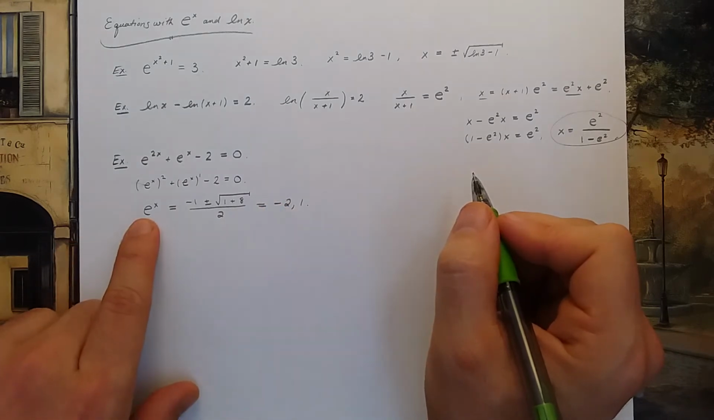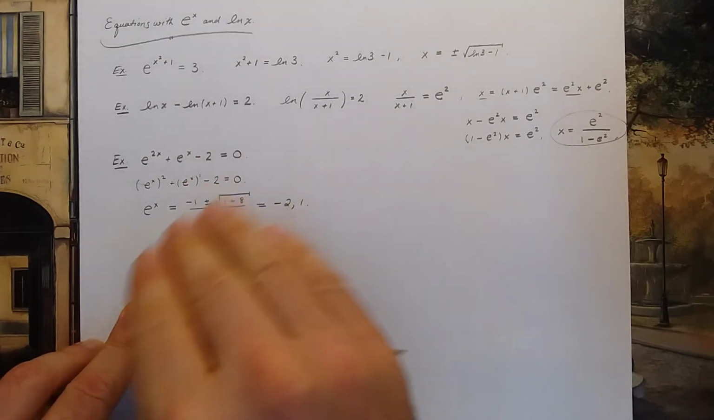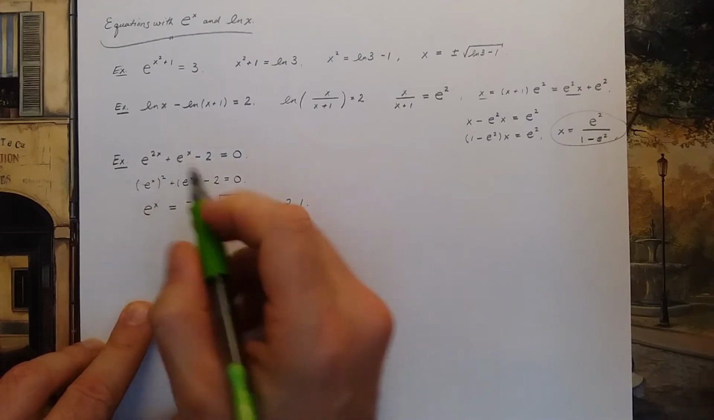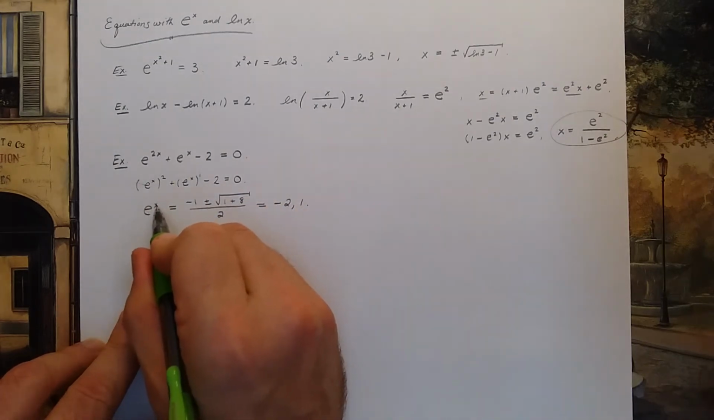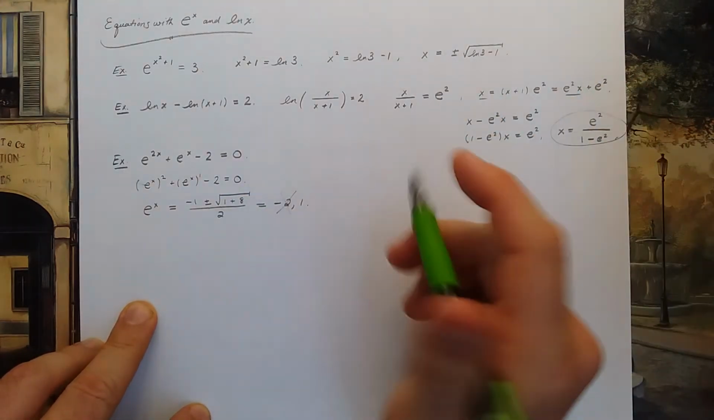-2 can never be the output of e to the x. E to the x has range 0 to infinity. You cannot get out a negative number whenever you raise a real number to the x power. That means this -2 cannot be a solution.